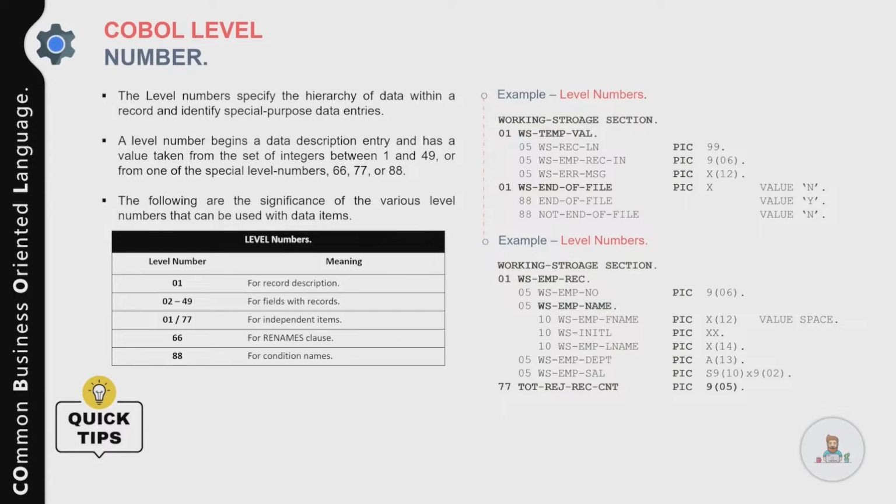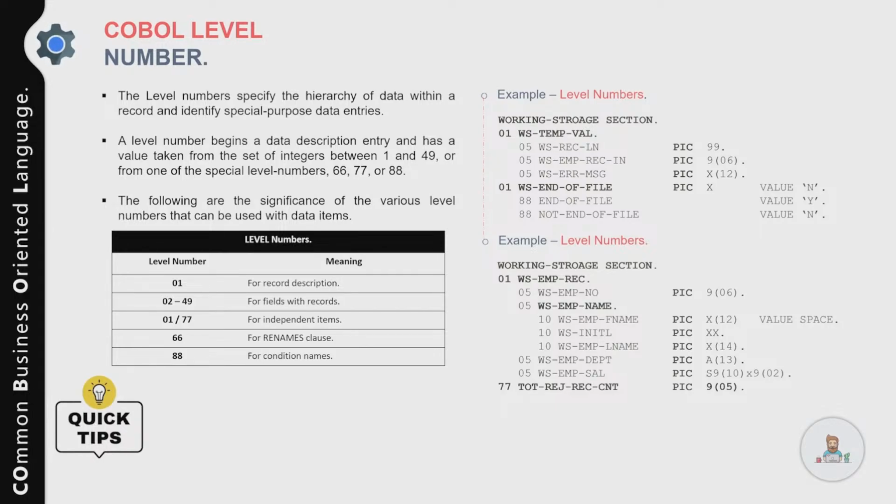If you notice the last variable, that is at level 77, which is used for defining an individual or independent item. That is TOTAL-REJECTED-RECORD-COUNT. And remember, level 77 is only used for independent items. You cannot use level 77 for group variables.